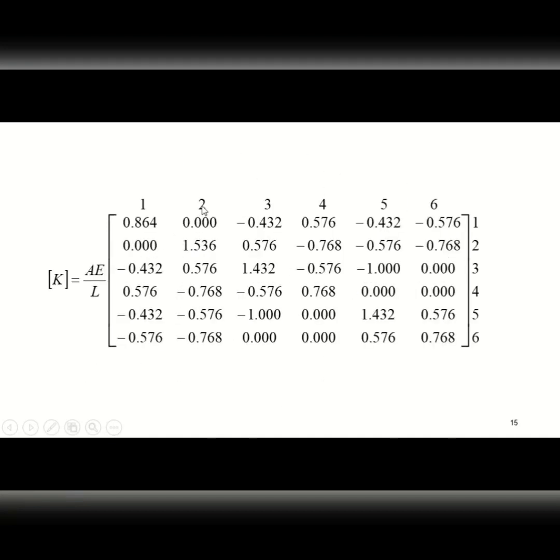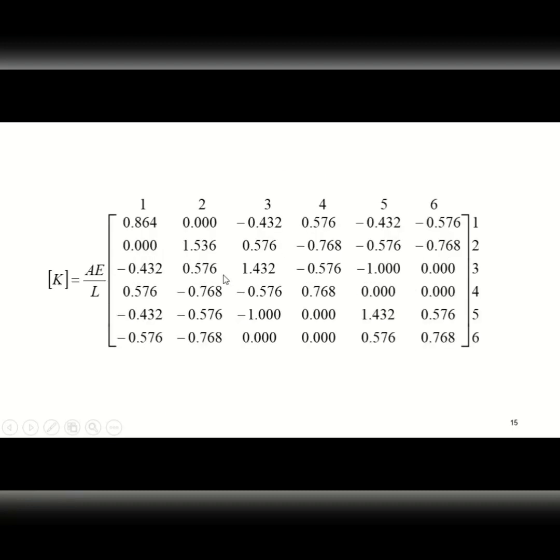Now you need to see 2 and 1. So you can see 2 and 1, 0.576 in this 2 and 1, 0.576. Both are the same value but opposite sign, so they cancel each other. So here 0 comes.